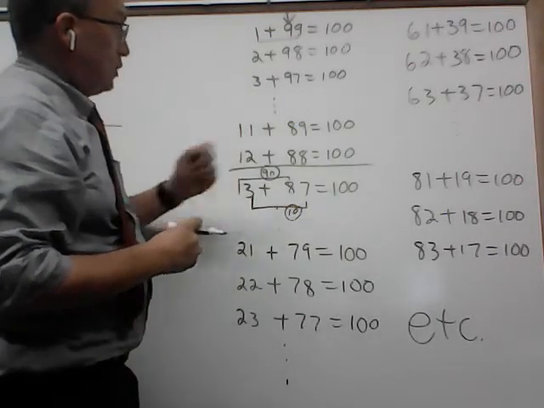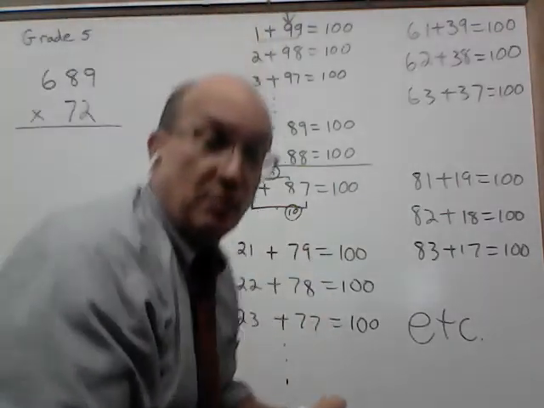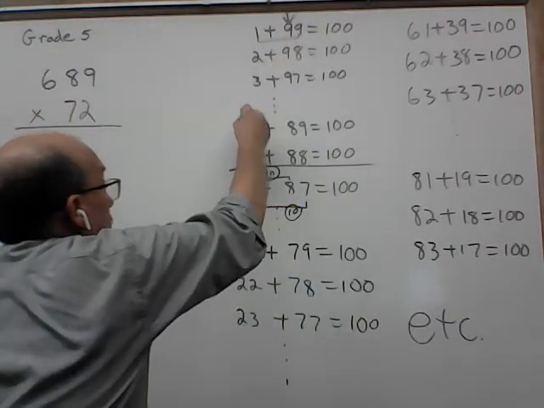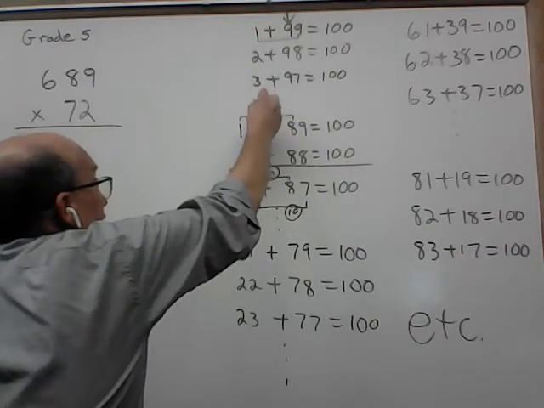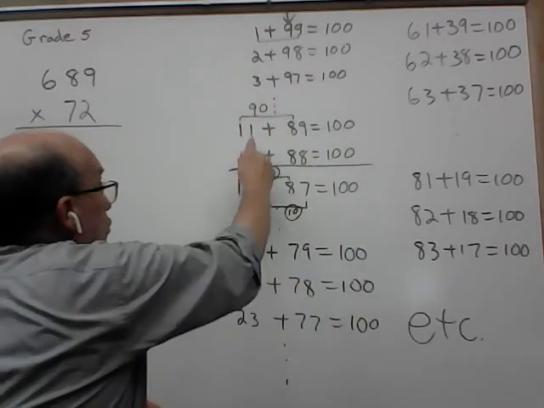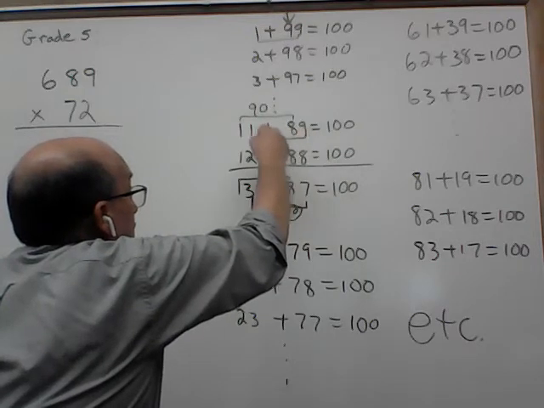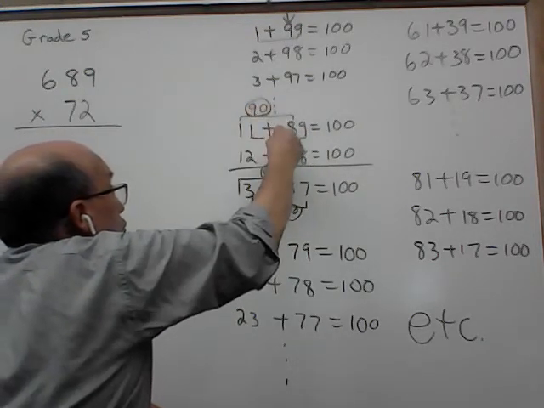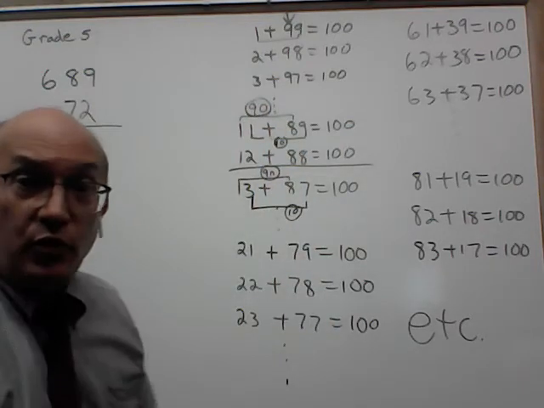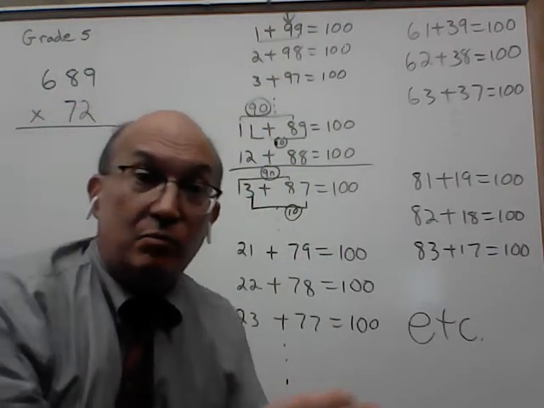Now, once we get to a number like 11, 11 plus 89 is 100 because we've got 1 ten plus 8 tens is 9 tens or 90, and then 1 plus 9 is 10, so there's our other 10. All of these two whole numbers that add up to 100 are based on 90 plus 10.